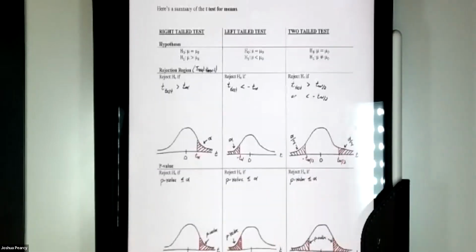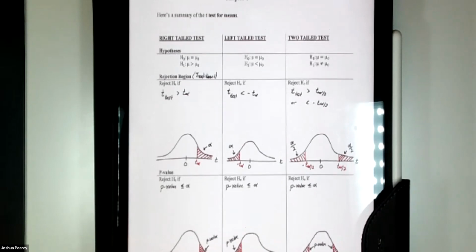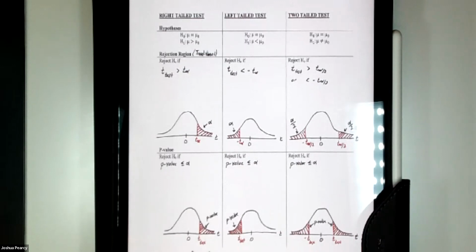The idea here is still the same. For a right-tailed test, you reject the null hypothesis if you get a test statistic greater than the critical value. In this case, it's just the t-test statistic and t alpha. For a left-tailed test, just flip it, make it negative. So if the t-test statistic is less than the critical value, then you reject. And for a two-tailed test, you reject if the t you get is greater than the positive critical value or less than the negative critical value.